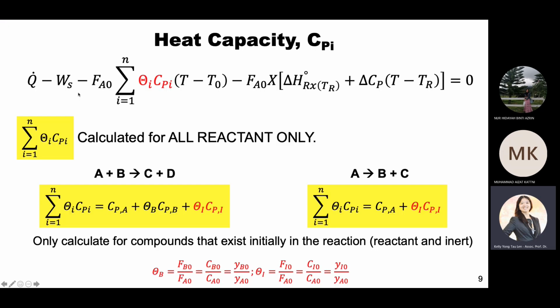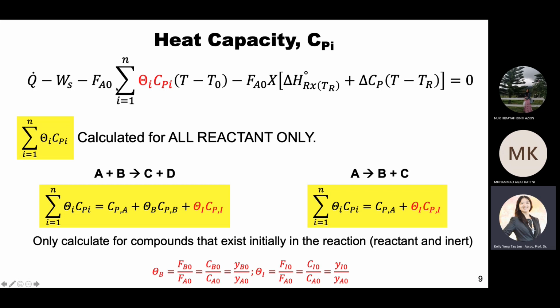Okay. Next one is FA0. So FA0 yang biasa lah kan, initial molar flow rate A. So nothing new, kamu dah pernah belajar FA0. Okay. Next one, ada benda baru yang kita kena kira again. Okay, this one kalau kamu tengok, dia ada tanda matematik.